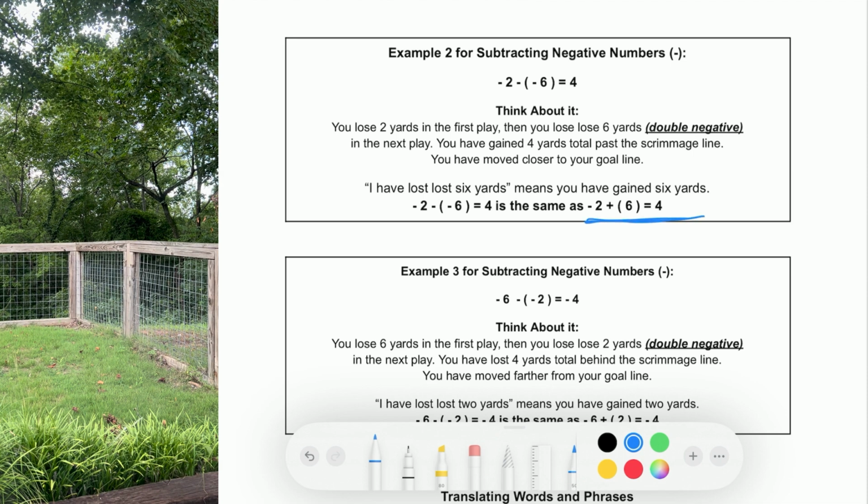So again, take the difference, keep the sign of the larger. So 4 is the difference, 6 was the larger number, so that's why it's a positive 4. But that is the same as this right here.